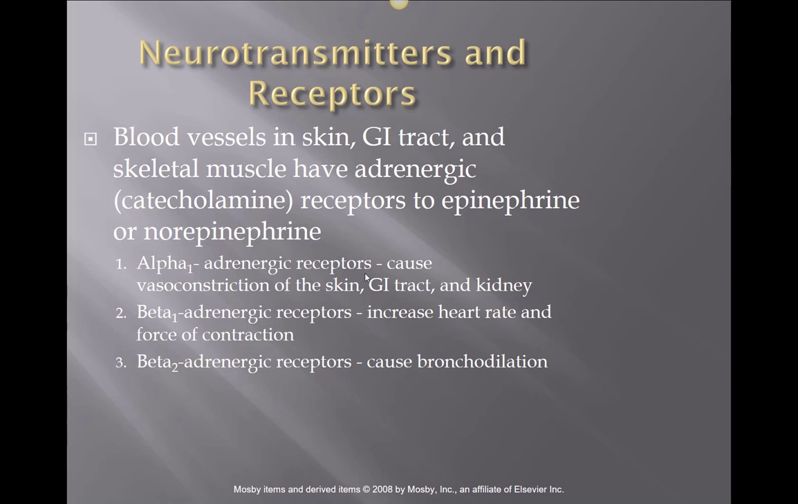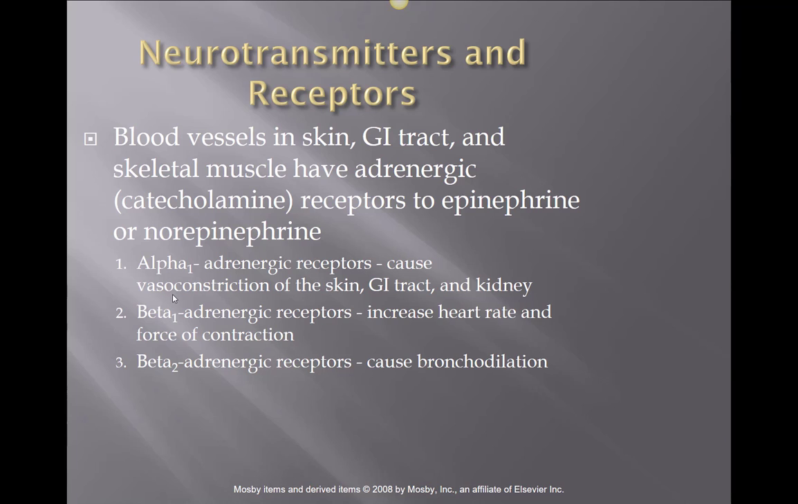Beta-1 actually increases heart rate and is important in increasing force of contraction. With people that have certain heart conditions, we have beta blockers, which block beta-1 input. So it slows their heart rate down and decreases their blood pressure. And then beta-2 is very important because it causes bronchodilation. Most of your asthma medications actually work on beta-2. It causes that bronchodilation to occur.